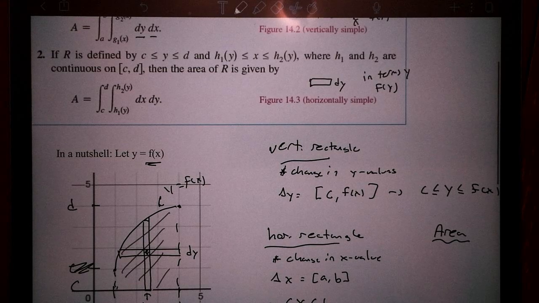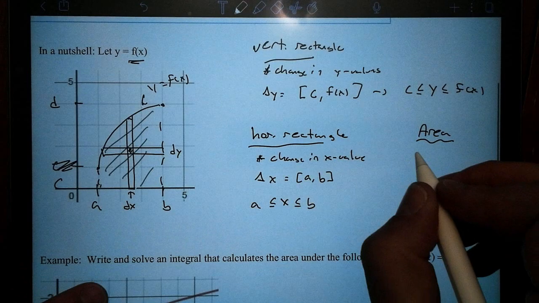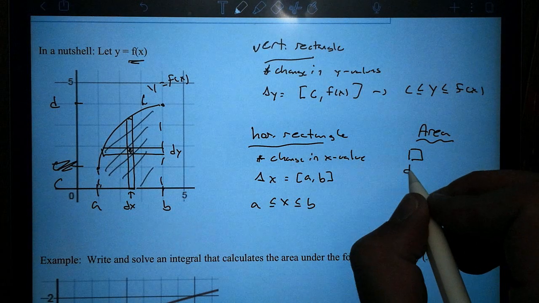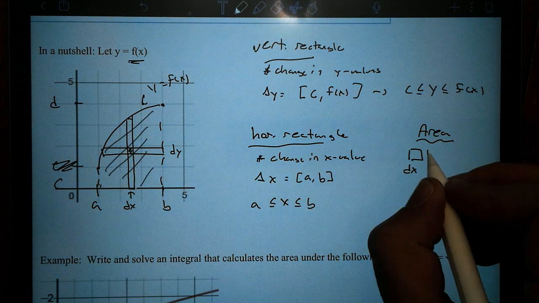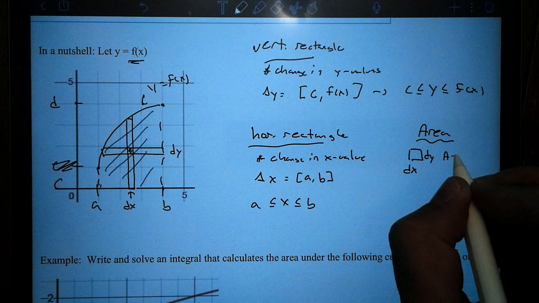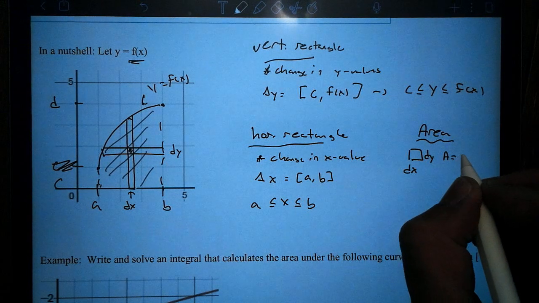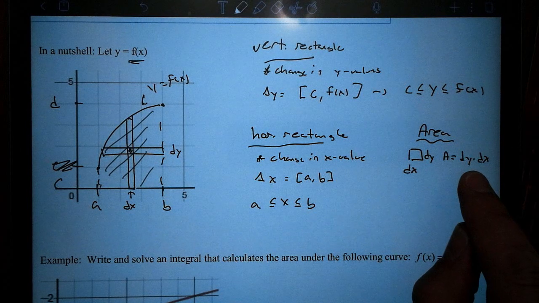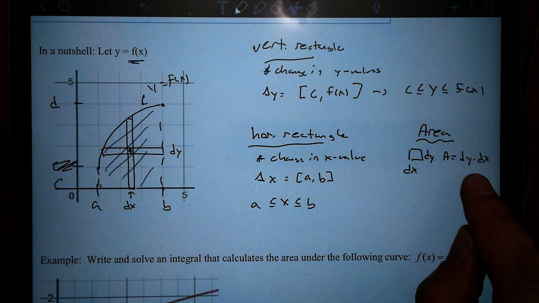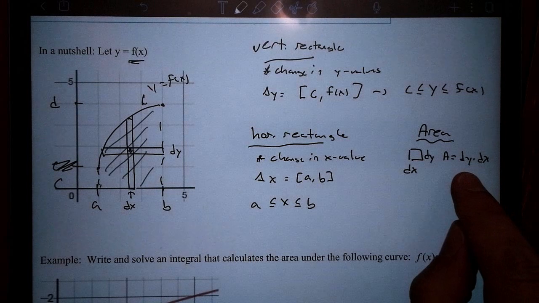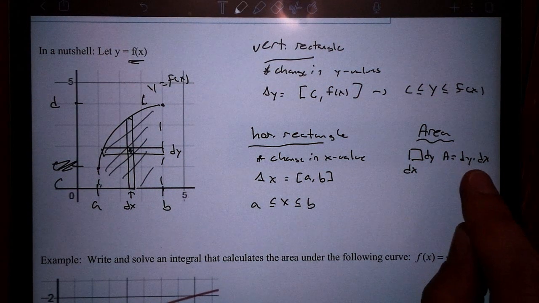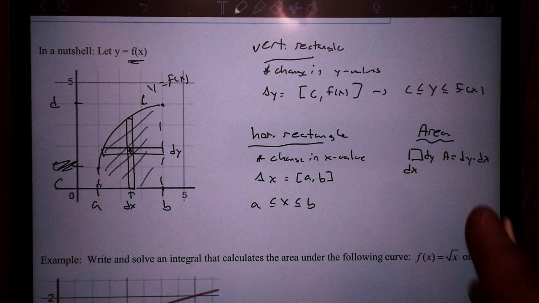If I blow it up, that tiny rectangle is going to have a bottom width of dx and a side height of dy. I can get that area by multiplying dy times dx. Now the reason I'm putting the dy first, and we're going to talk about this later on, is because our function's in terms of x. We'll talk about that later on today.